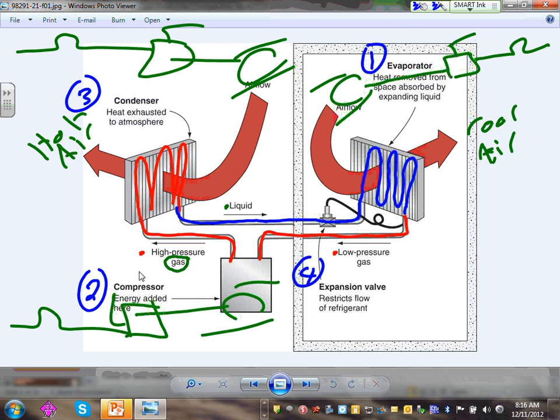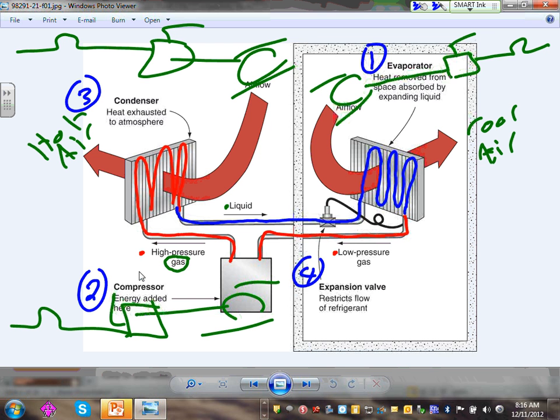Any questions, guys, about the major four components of a cooling system? Component number one, you need the evaporator. Component number two, you need the compressor. Component number three, you need the condenser. And component number four, you need the regulator, the expansion valve. Any comments, any questions on how the system goes?